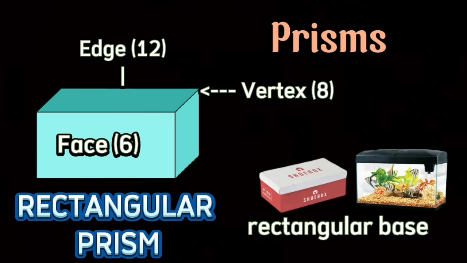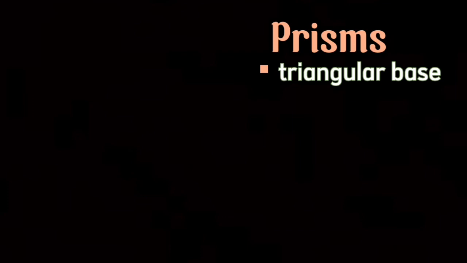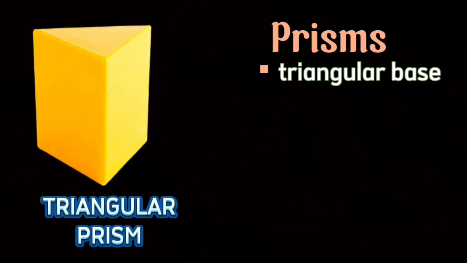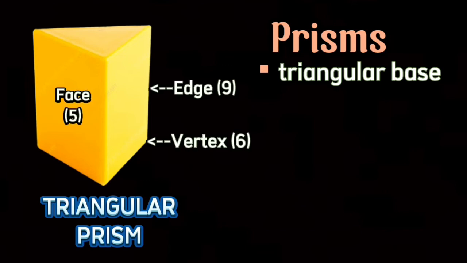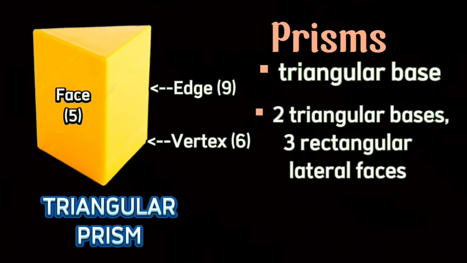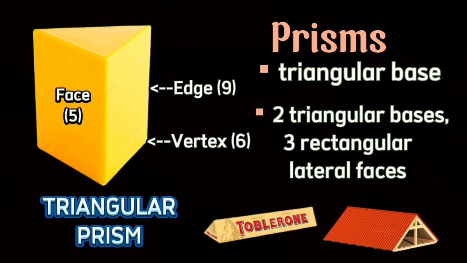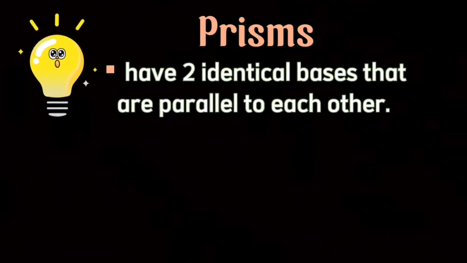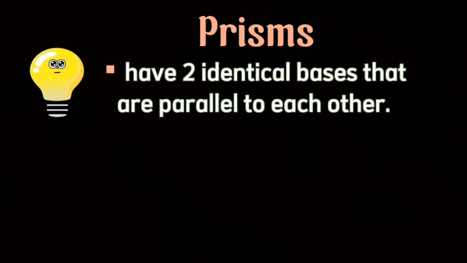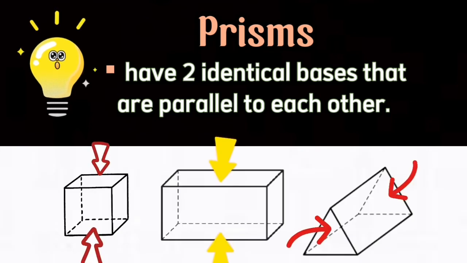Let's have another prism. A prism with triangular base is called triangular prism. Triangular prism has 5 faces, 9 edges, and 6 vertices. Examples of these are a Toblerone and a roof of a house. Remember, prisms have 2 identical bases that are parallel to each other. As we can see, the top and bottom part of prisms have the same shape or are identical.